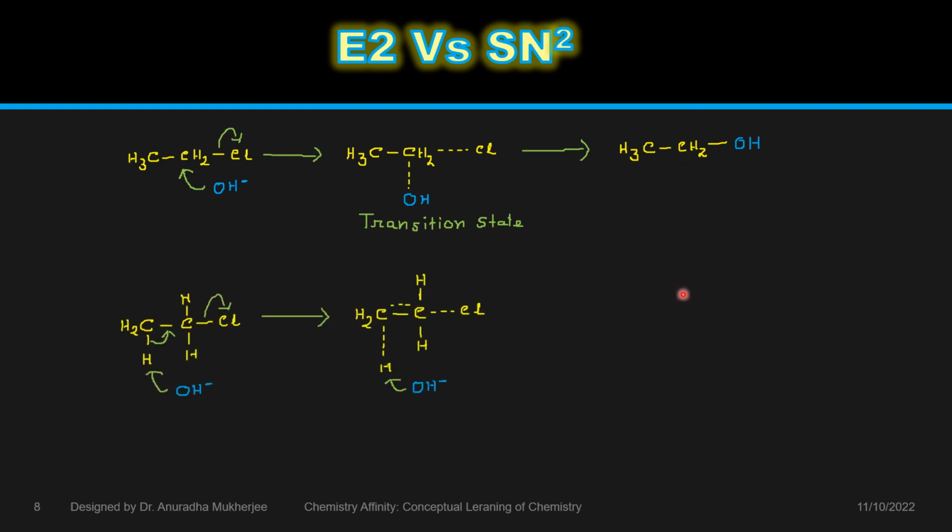Similarly in E2 reaction also, primary or secondary alkyl halide or alcohol is a suitable substrate. So this is also a concerted process like SN2. Here the leaving group leaves and deprotonation takes place at the same time. Then finally the leaving group leaves and a new pi bond forms between the two carbons. So this is the main difference between E2 and SN2 reaction. In the SN2 reaction, the leaving group is substituted by a nucleophile, but in E2 reaction we get an alkene molecule.